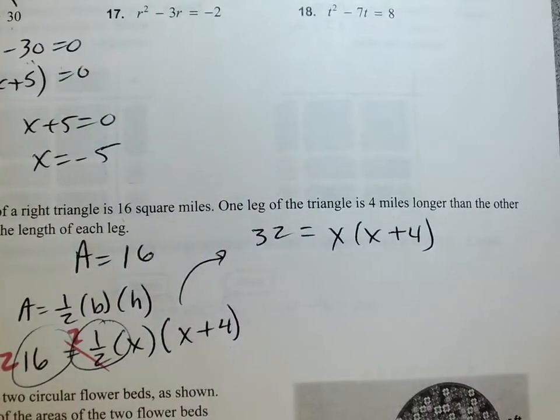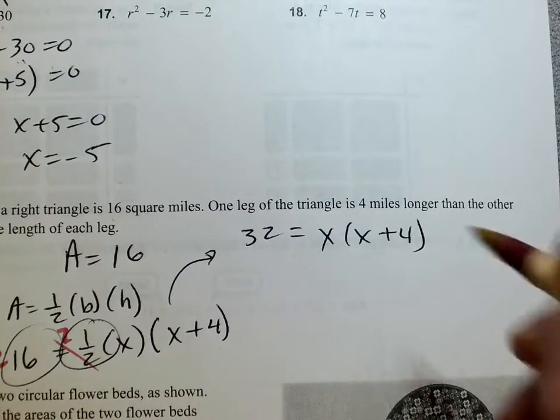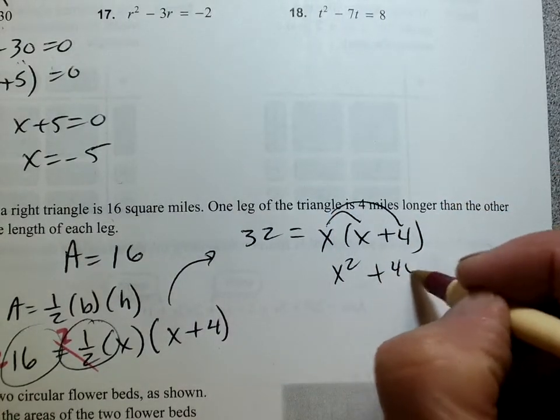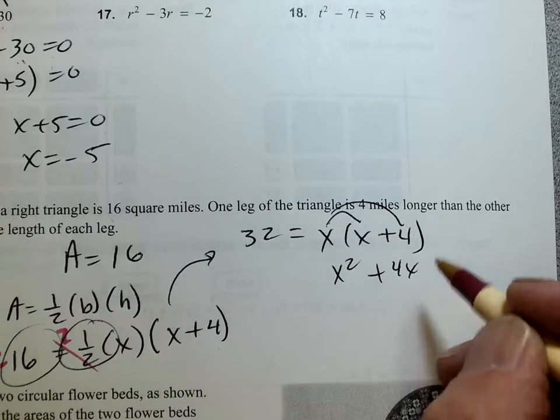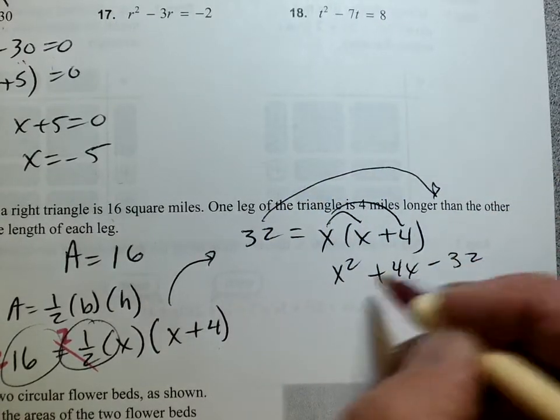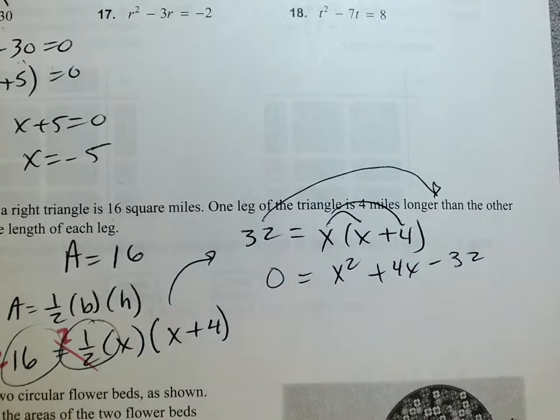It's kind of a hard one, but these are good problems to do. I'm going to go x squared plus 4x, and I'll bring over the 32. Okay, how am I doing?